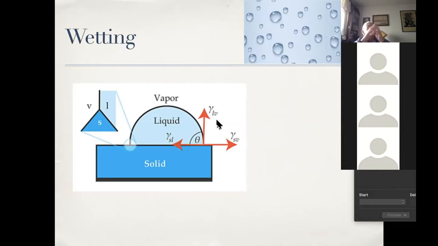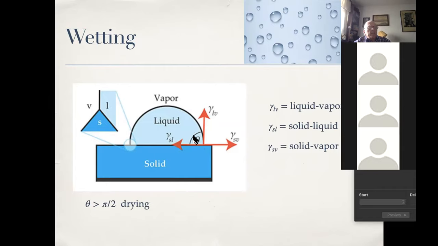And at the edge of the drop, when it's stationary, we have a balance of these three vector forces. And it is obvious that the relative values of these three forces determine the angle which is formed by the line which is tangent to the surface of the liquid at that edge. That angle theta is called the wetting angle. And this is a kind of triangular drawing of what is happening. And this is a general formula. And it turns out, these are the definitions of these quantities, that when this angle theta is larger than pi half, that is larger than 90 degrees, then the situation is called drying.